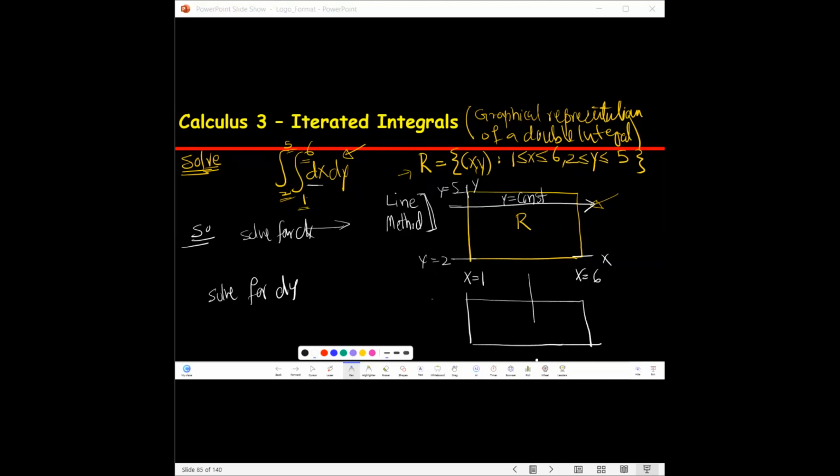You're going to make a line like this because when you solve for dy, x should be constant. Here x is constant, and this is the x value, so x equals 1, x equals 6. In this line, my x is constant. Okay, and these are the two limits, this limit and this limit. So let's solve this one and see how it goes.